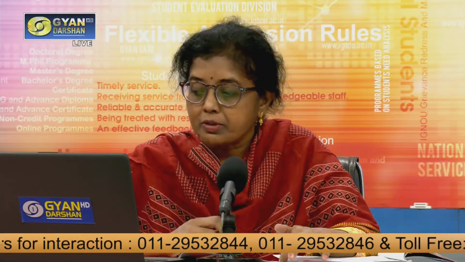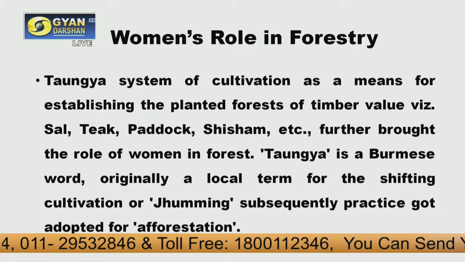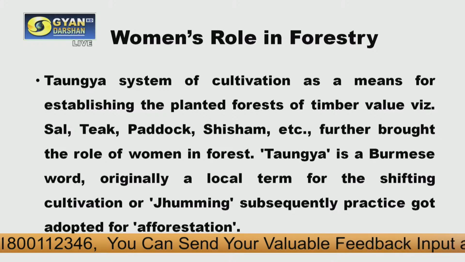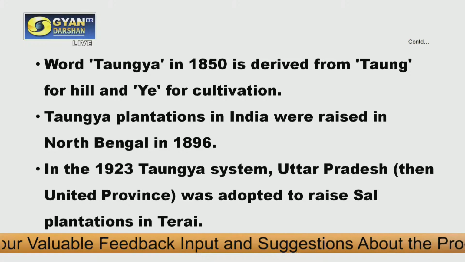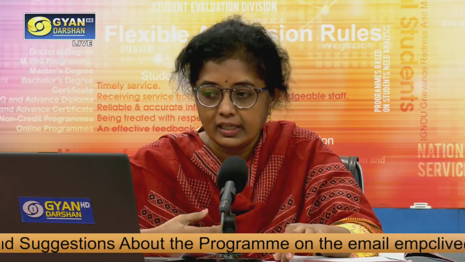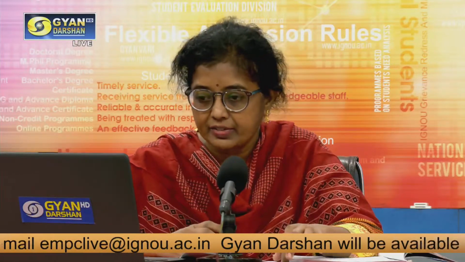Taungya is a Burmese word, originally a local term for shifting cultivation or jhumming. Subsequently, the Taungya system of cultivation has been adopted for afforestation. As I have mentioned, the word Taungya in 1850 is derived from Taung for hill and Ya for cultivation. Taungya plantations in India were raised first in North Bengal in 1896.